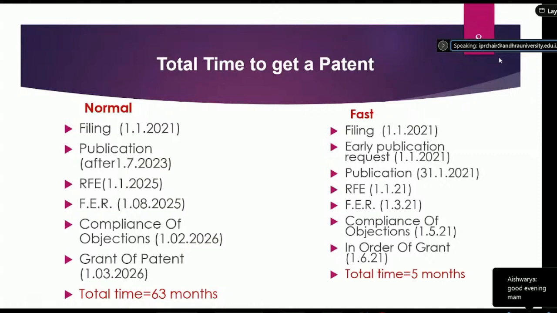So you can see here it is taking 63 months, the regular route. And here it is taking 5 months, the faster route. But you remember, please remember, there is a lot of money involved in the faster route. You pay money and you get it done faster.